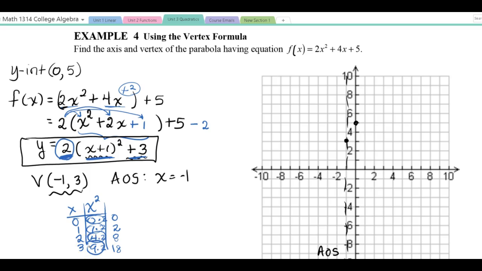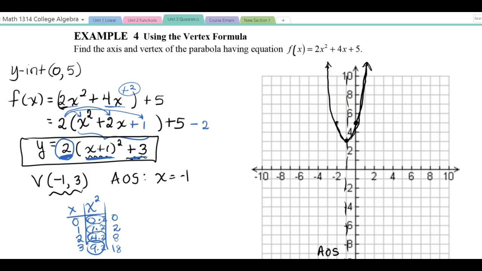So what does that mean in terms of my graph? That means that when I come to my vertex, I go over 1 and up 2. I go over 2 and up 8. 1, 2, 3, 4, 5, 6, 7, 8. Now, that's all that's going to fit on my graph. We need to remember that's going to be half of our parabola. And on the other side, it's going to be its mirror image, because the axis of symmetry says it's going to be symmetrical. So we go over 2 and up 8.